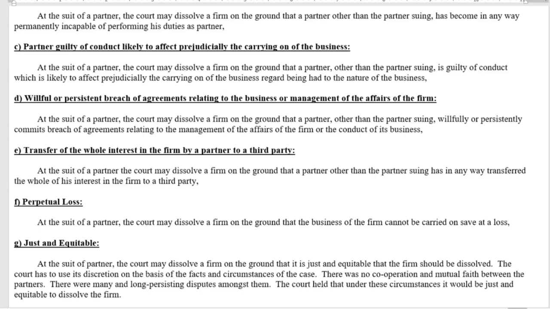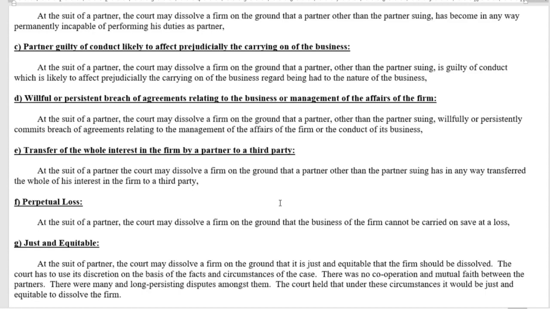The other ground is transfer of interest in the firm by a partner to a third party. That means, at the suit of a partner, the court may dissolve a firm on the ground that a partner other than the partner suing has in any way transferred the whole of his interest in the firm to a third party. So this is also important. It is against the principles of the partnership firm. So on this ground also the court may dissolve the firm at the instance of any partner.